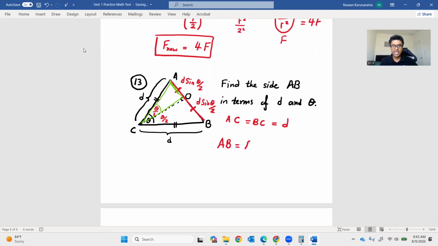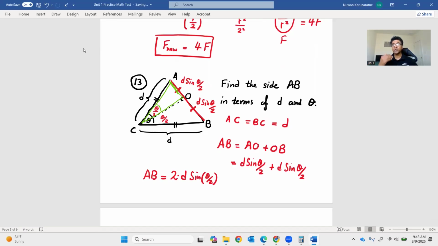So then AB can be written as AO plus OB. They are the same, right? So I have D sine theta over 2 plus D sine theta over 2. So the answer for AB is 2 times D sine theta over 2. Now, don't think that you can cancel this 2 with this 2 inside the parentheses. Remember that inside the parentheses is the angle. Theta over 2 is an angle. You can't just cancel that with a constant 2. You have to be very clear what you're dealing with.